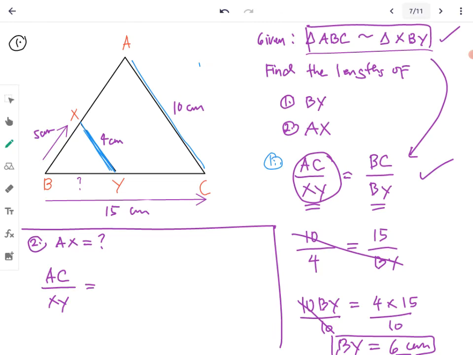But this time, we cannot use AX because AX is just part of AB. Note that AX does not make a side of a triangle. It's just part of AB. So we cannot use AX in forming our ratio, because AX clearly does not make up the whole side of triangle ABC. It's just part of AB. So what we're going to do is we will use the AB.